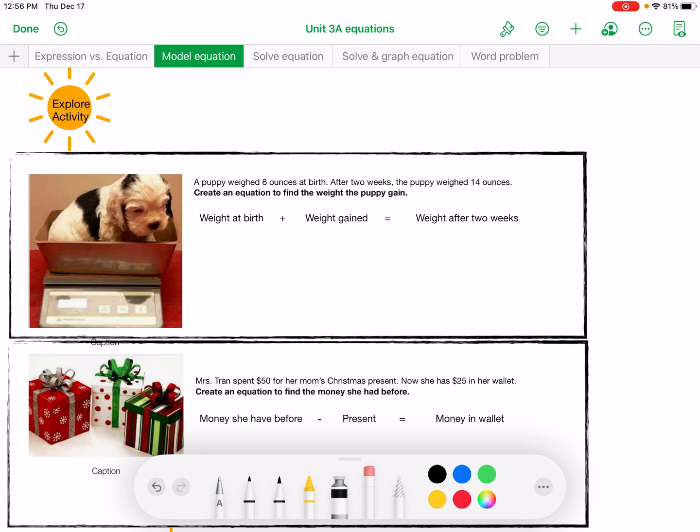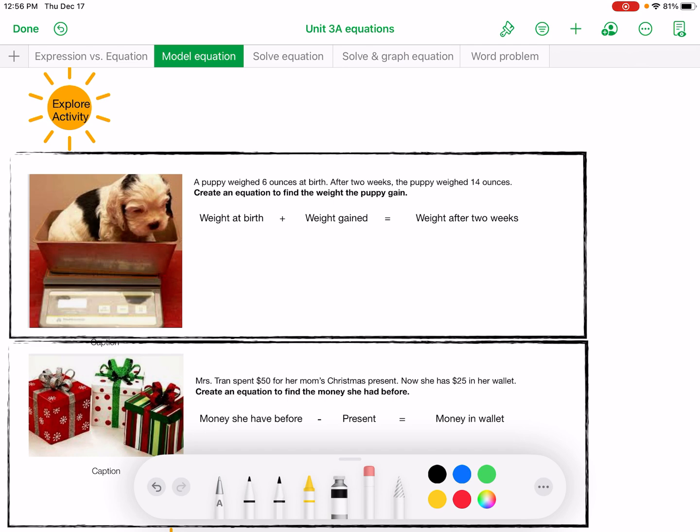Today we're going to be talking about modeling equations. We're going to start out with our Explore activity, and here are some real life situations to help you create an equation from a situation. So look at that cute little puppy.